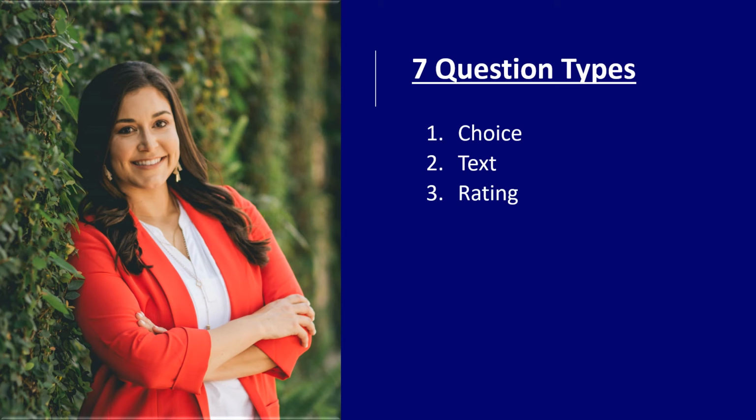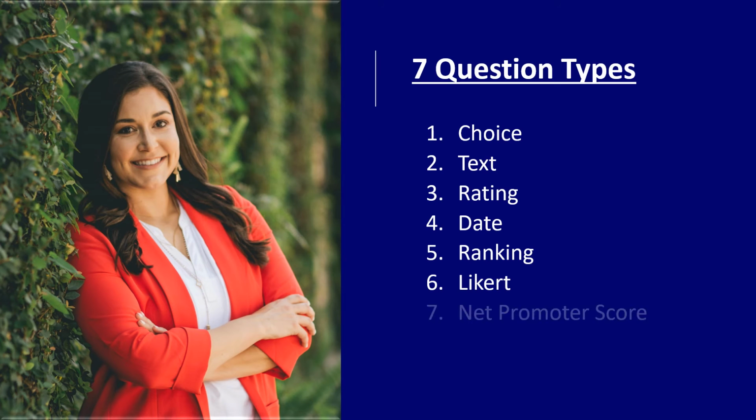The rating option allows you to create questions with a star or number rating between 2 and 10. The date option allows the user to select a date from a calendar to answer the question. The ranking questions allow a user to drag and drop items to answer questions like order of preference. The Likert option allows you to create agree or disagree scale type questions.